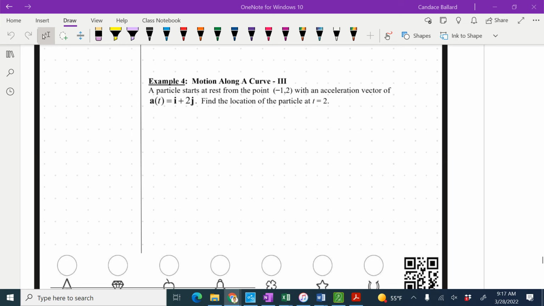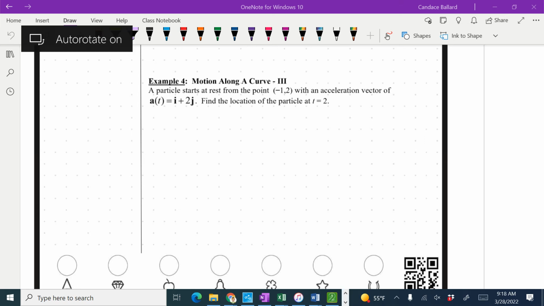So we're talking about motion along a curve. Go ahead and read that example to yourself, please. We've got a particle. It starts at rest from the point (-1, 2), with an acceleration vector of a(t) = i + 2j. Find the location of the particle at t = 2.